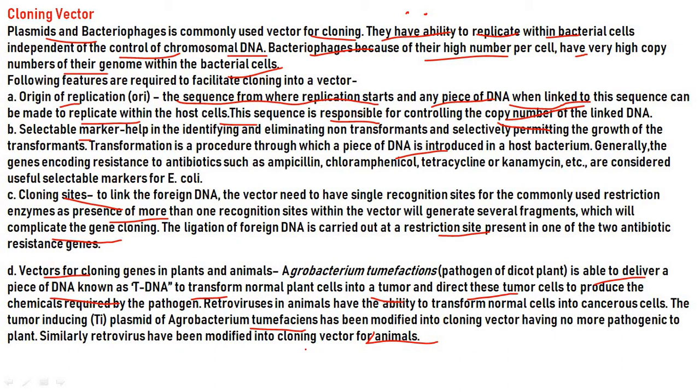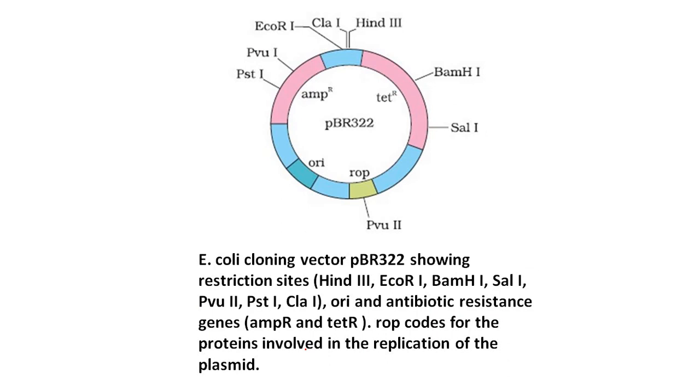So, what are plasmids? Plasmids are small extrachromosomal, circular DNAs which carry extrachromosomal genes in bacteria and some fungi. They replicate independently. The best known vectors, which are also available commercially, are pBR322 and pUC18. Here it's not drawn, but you can see pBR322, the most common example, showing the restriction sites: HindIII, EcoRI, BamHI, SalI, PvuII, PstI, and so on.